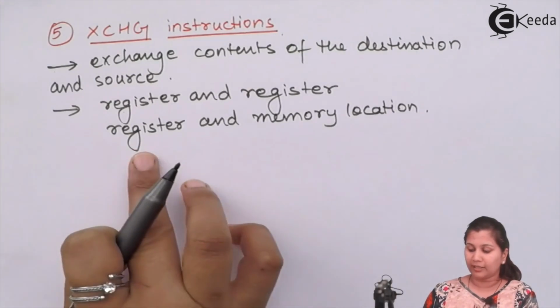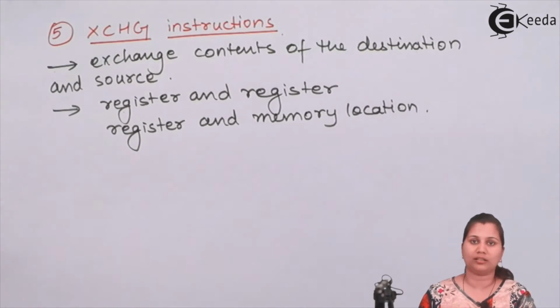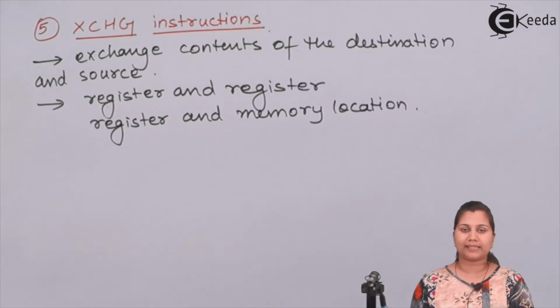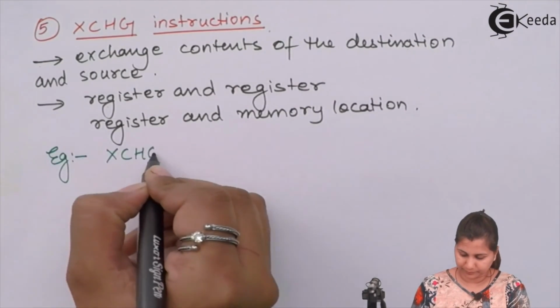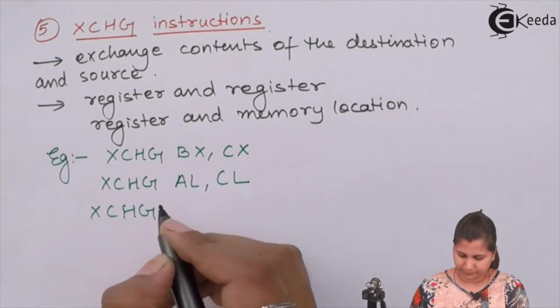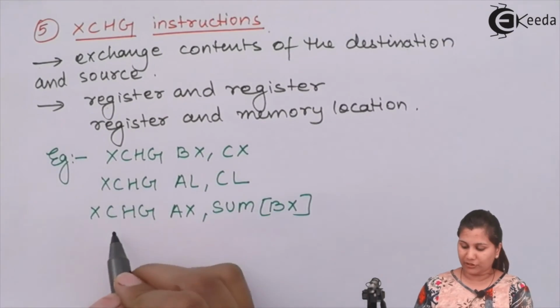You can see here that for the source and destination, I have not written two memory locations exchanging their contents. So it is an exception that the exchange instruction does not exchange the contents of any two memory locations. So this exchange instruction basically exchanges the contents of the source and the destination. Let us take some examples here. So these are some of the exchange instructions.